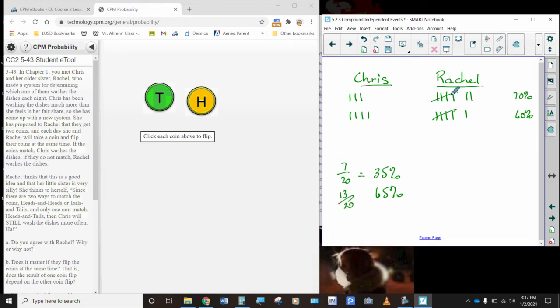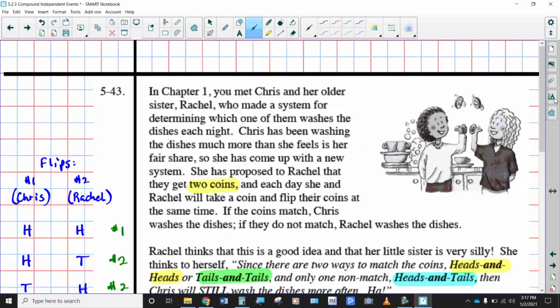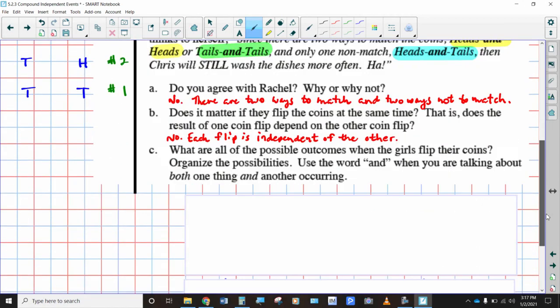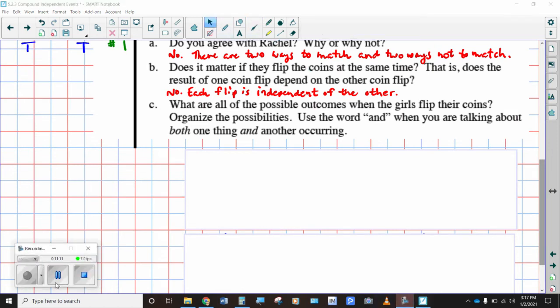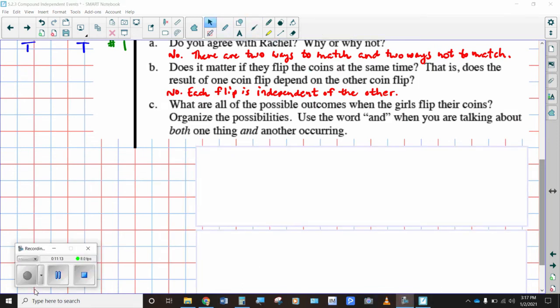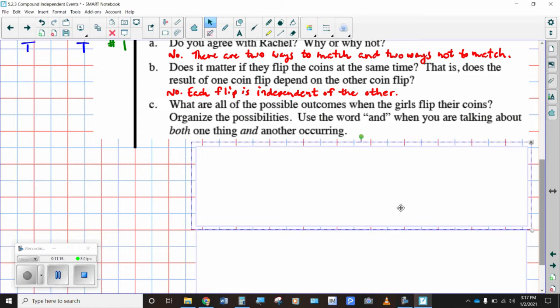Right, there's a 13 for Rachel. She had to wash dishes 65% of the time, but it did get closer. And I imagine if we did it 40 times, 100 times, 1,000 times, it would eventually get to 50-50. So what do we have here for our final? Let me take a peek at it for a second. Okay, so I'm just going to do a reveal here.